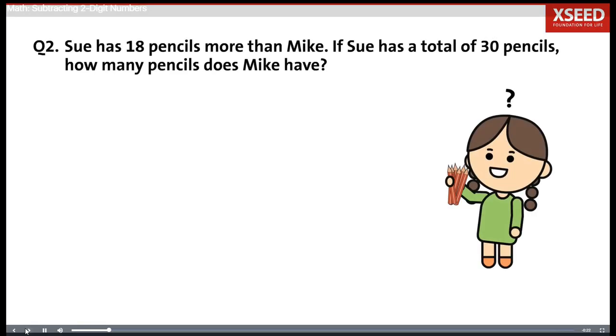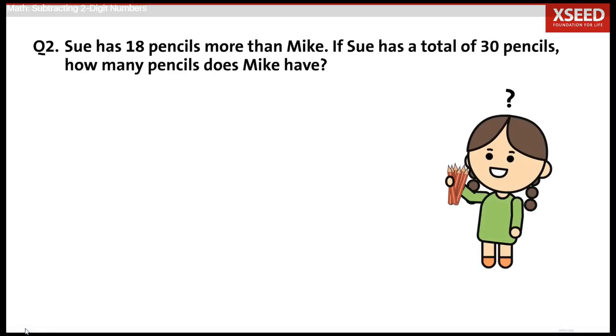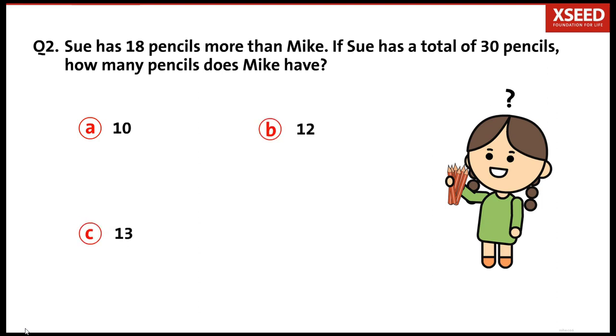Question 2. Sue has 18 pencils more than Mike. If Sue has a total of 30 pencils, how many pencils does Mike have? A. 10. B. 12. C. 13. D. 15.